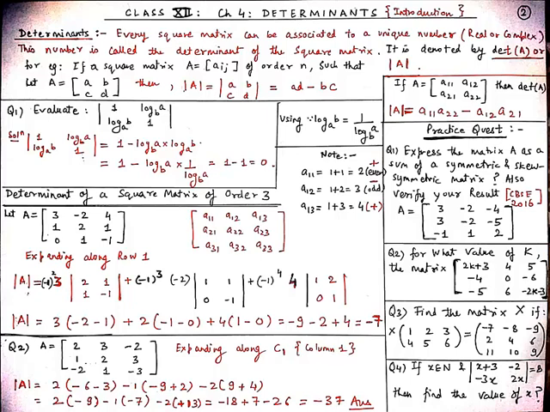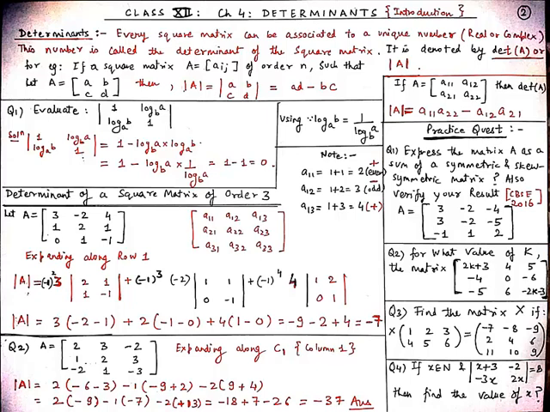To understand this, let's say a matrix A equal to 3, minus 2, 4, 1, 2, 1, 0, 1, minus 1. And now to find its determinant, we have many ways, whether to expand it along row R1, row R2, row R3, or along column C1, column C2, or column C3. As this is our choice, students, our determinant will always be the same. So here I am expanding it along R1.